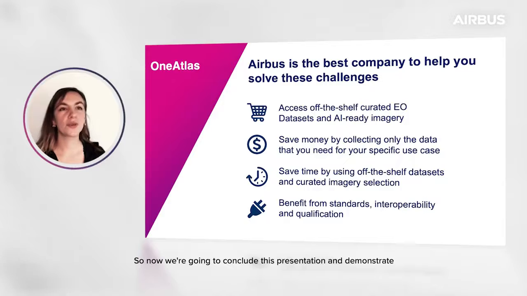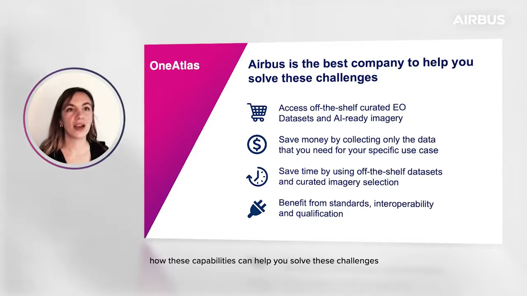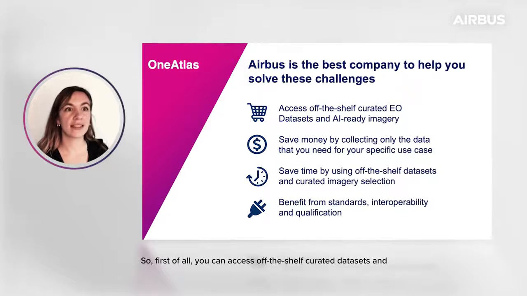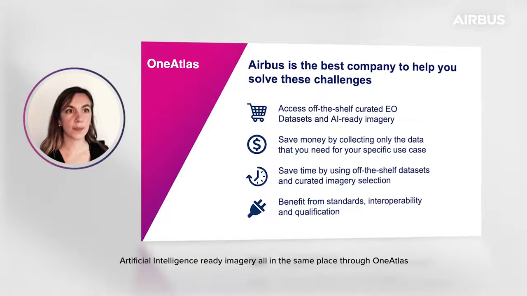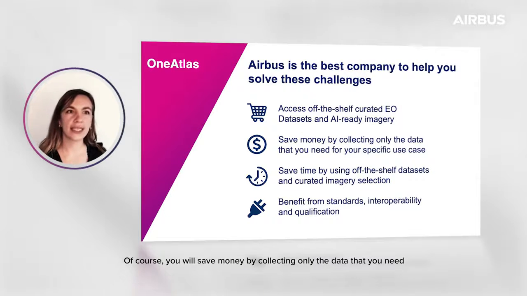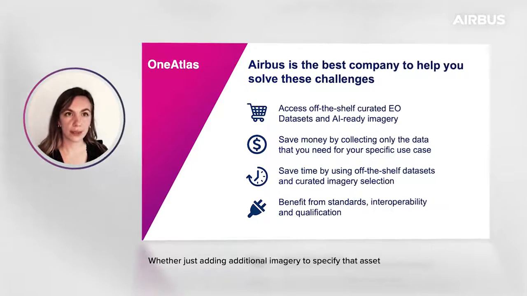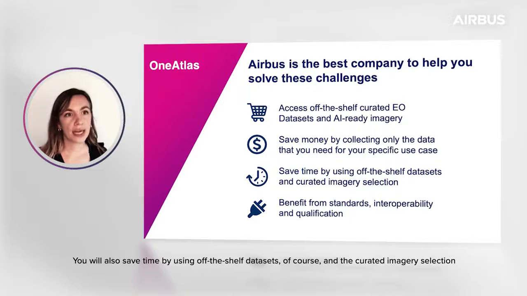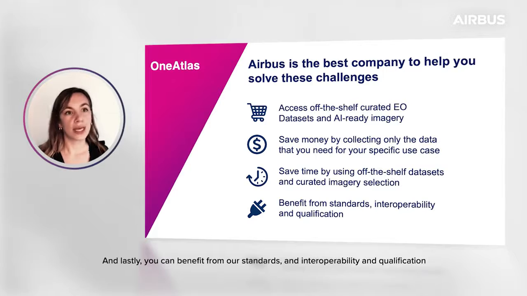Thanks, Jeff. So now we are going to conclude this presentation and demonstrate how these capabilities can help you solve these challenges. First of all, you can access off-the-shelf curated datasets and artificial intelligence-ready imagery all in the same place through OneAtlas. Of course, you will save money by collecting only the data that you need for your specific use case, as we've seen, whether just adding additional imagery to specify a dataset or selecting exactly what you need. You will also save time by using off-the-shelf datasets and the curated imagery selection. And lastly, you can benefit from our standards, interoperability, and qualification.